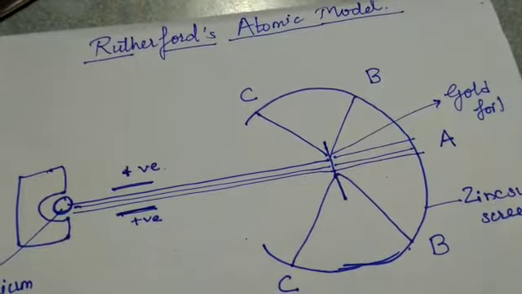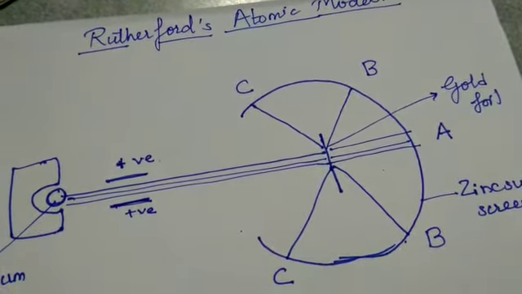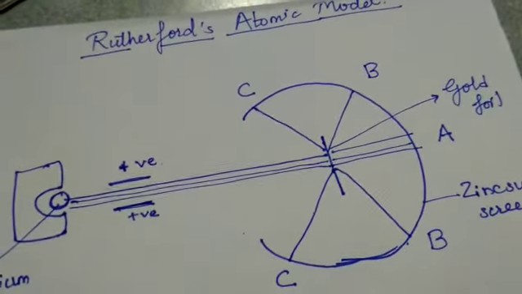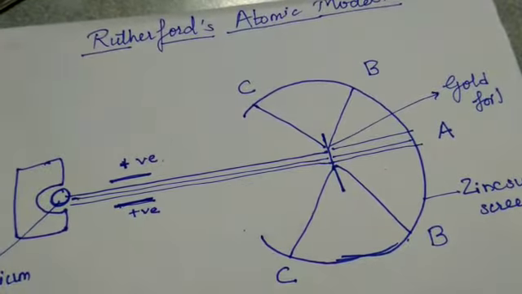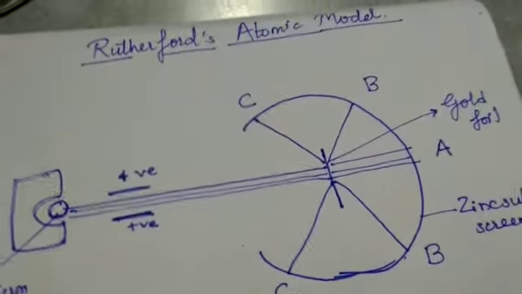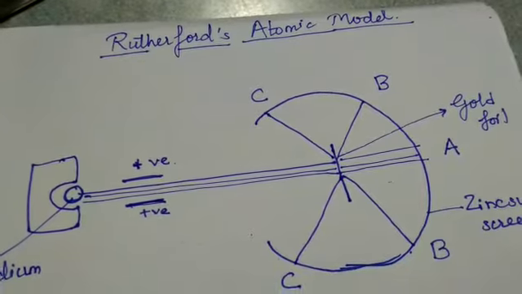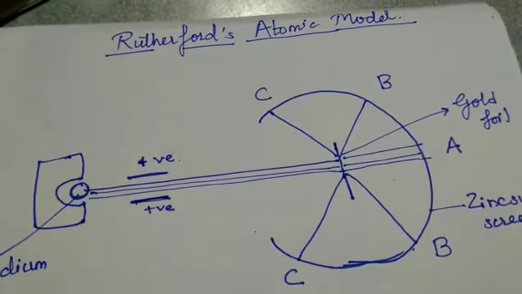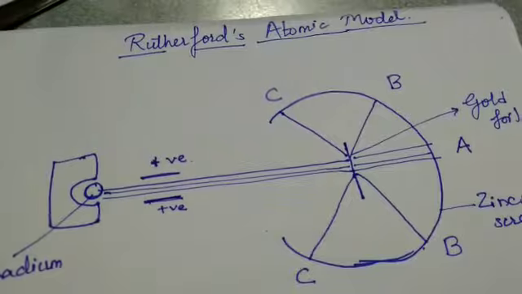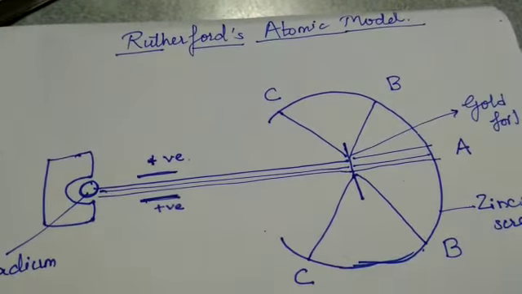To test J.J. Thomson's model, Rutherford also performed one experiment. This is called Rutherford's experiment, in which he used a thin gold foil. He used a gold foil because we know that gold is a noble metal and it will not react with any energetic particles if they strike on it. So a very thin gold foil was taken, and gold is a solid.